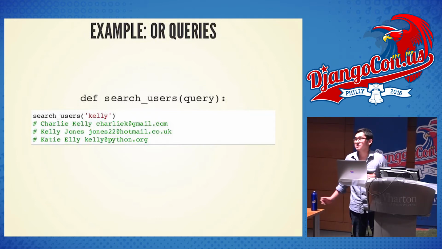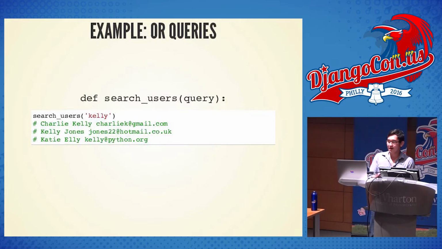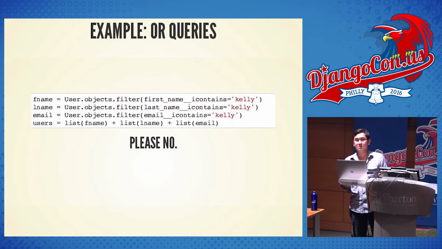Suppose your customer support team, right, says we really want a flexible search view where we can just type in a keyword term and it will return all of the users, across first name, last name, email, and we can use them for our tickets, right? The brute force solution is to write 3 queries, first name, last name, email, convert them to lists, and then concatenate them together, right? And this solution, while it does work, is not the most efficient.